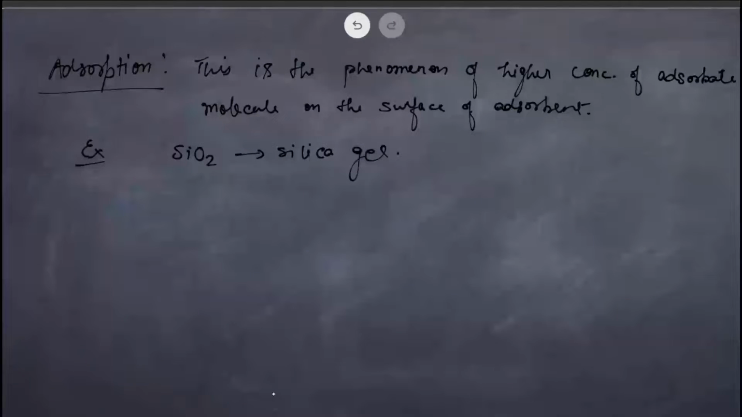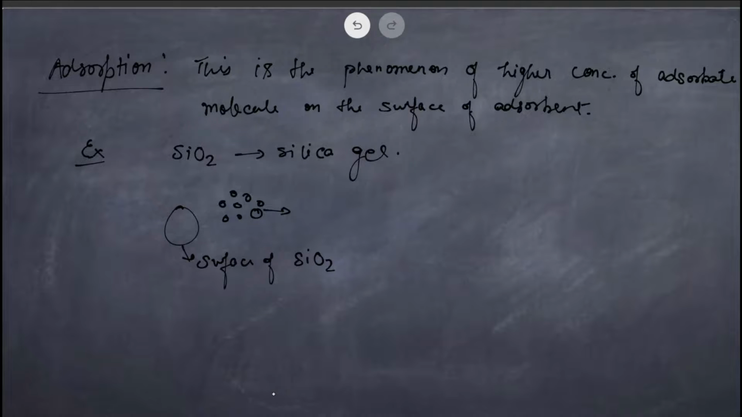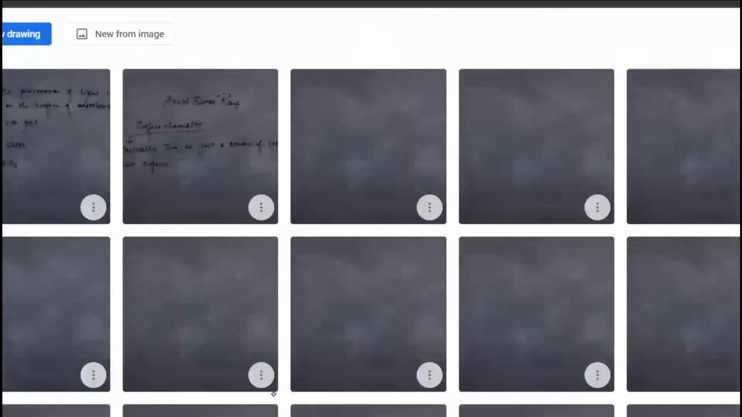What it does is, this is the surface of SiO2 silica, and these are the water droplets present in the atmosphere. It extracts water molecules from the atmosphere and accumulates them on its surface, so that it protects your gadgets and your medicine from moisture so that they can stay for a longer period of time.